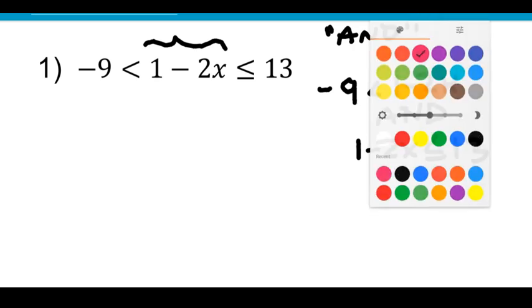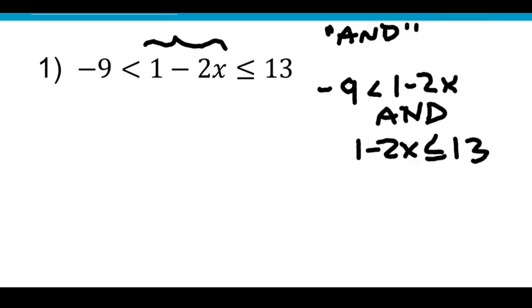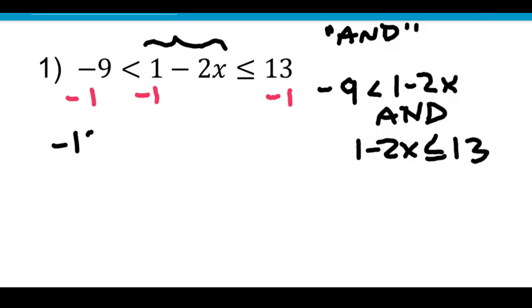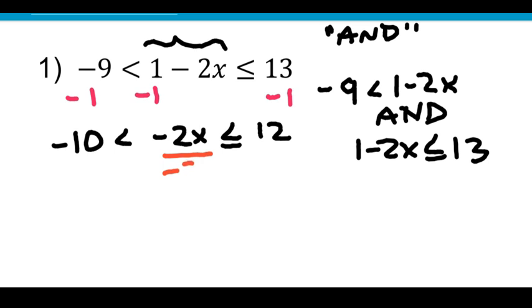So how we're going to solve is we're going to isolate x, and whatever we do to the middle, we have to do to the left and right side as well. So I'm going to start by subtracting this constant 1, but I have to subtract it from all 3 sides. And so then we have on the left, -10, keeping my sign the same for my inequality so far. In the middle, -2x, and on the right side, again keeping my sign the same, this is 12. Okay, now this part, we're going to divide out this -2 so we can get x alone, and we do this to all 3 parts.